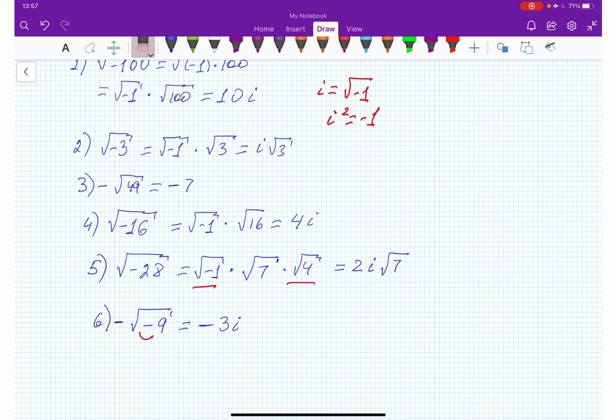Okay, next one. Number 7. 8 square root negative 8. Okay, so 8 times square root negative 1. 8, I'm breaking down 4 and 2, right? All right, square root of 4. Okay, 8 times square root of 4 is 2. Square root of negative 1 is i, and square root 2 gets stuck under the square root. So we get 16i square root 2. Okay.